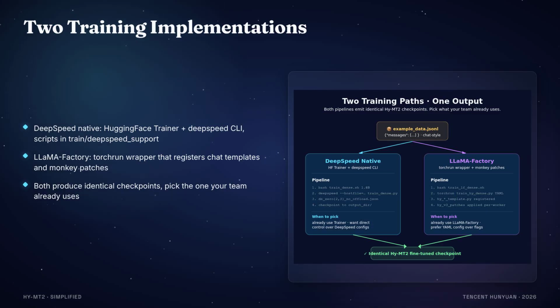Both paths produce identical checkpoints. Both support full fine-tuning and LoRA. Both ship with ZeRO 2 and ZeRO 3 configurations. Pick the one your team already uses. Do not rewrite your training infrastructure for either one.